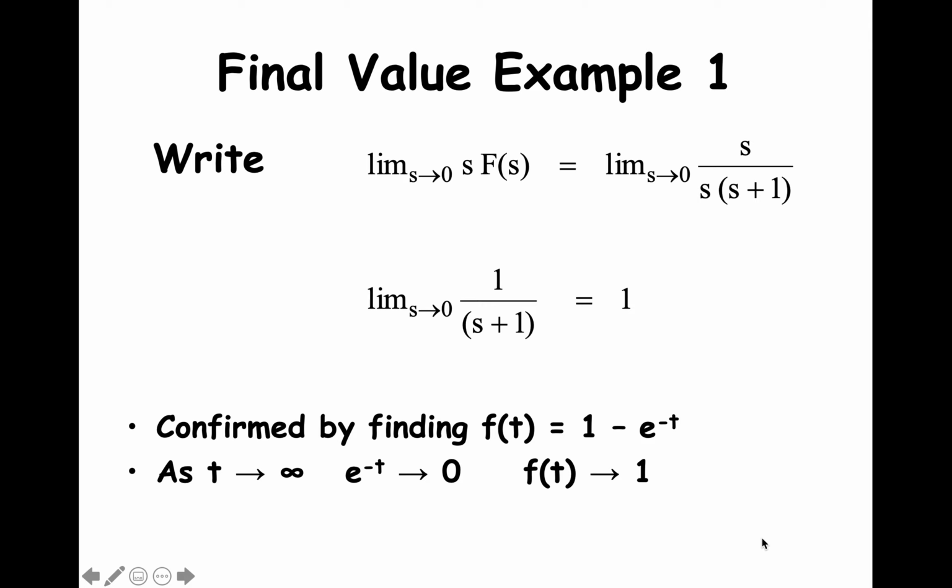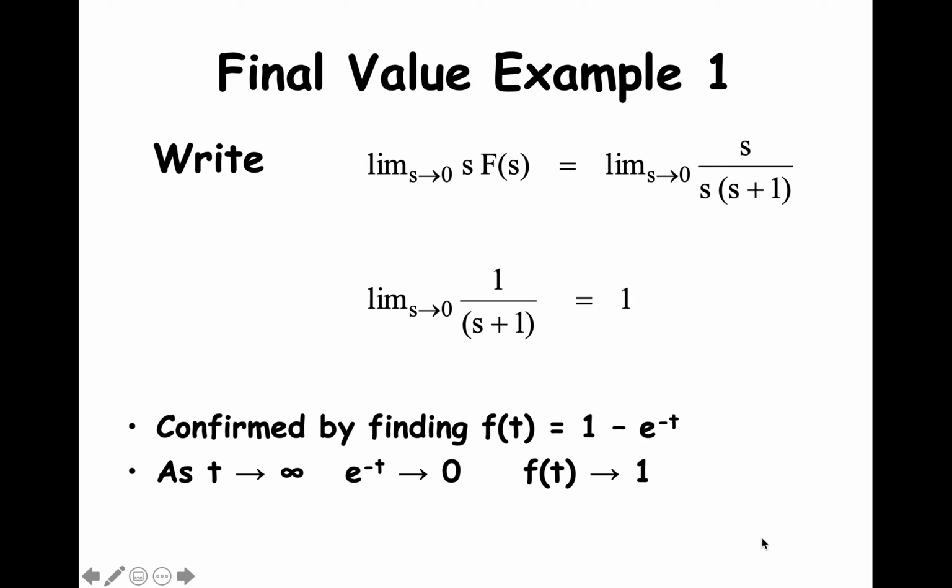1. We can confirm this by taking the inverse of the Laplace domain expression on the previous slide, 1 over s times (s plus 1). The easiest way to take the inverse is to recognize that we can use equation 19 in the Laplace transform table to invert the expression. The time domain expression for f(t) is 1 minus e to the power minus t. As t approaches infinity, the second term approaches 0, so the time domain expression approaches 1, just as we found using the final value theorem.